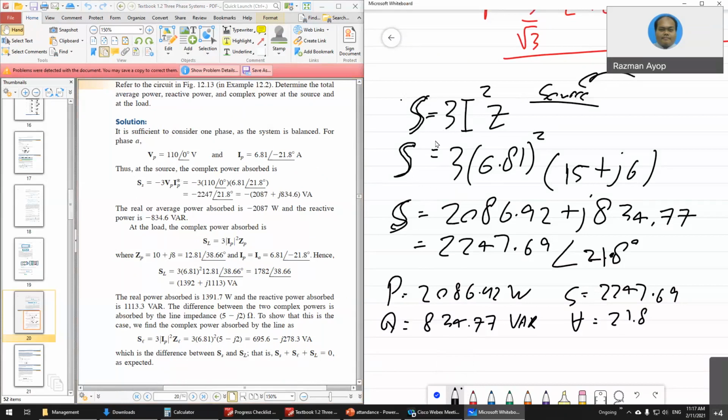It depends on you whether you want to put negative or not. If you put negative, you can say that the real and average power absorbed is negative. But if you say the power the source supplies, you cannot put negative. So make sure you are careful with this. The question asks you for the average power, reactive power and complex power, so you have the answer here: complex power, P and Q.